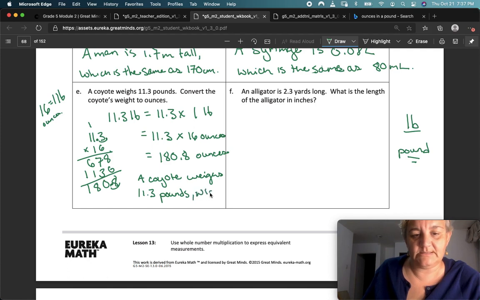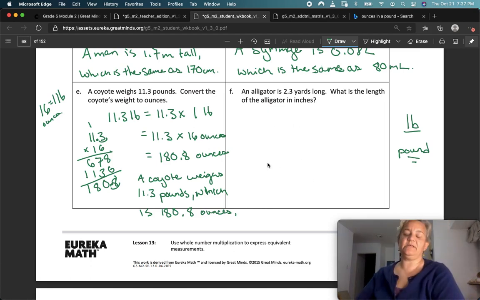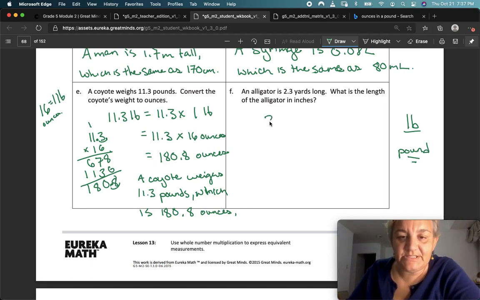Which is 180.8 pounds. No, ounces, sorry. Period. Okay, last one. An alligator is 2.3 yards long.